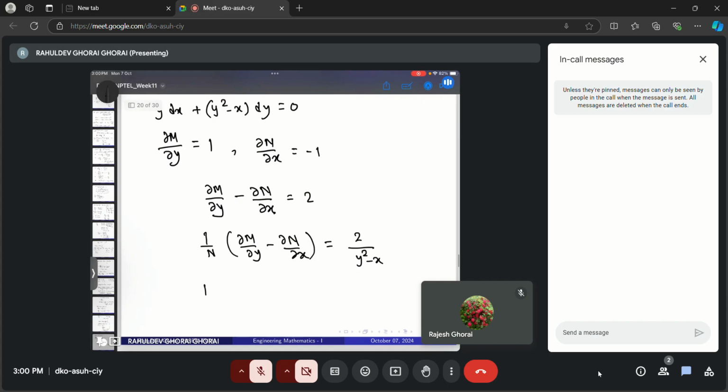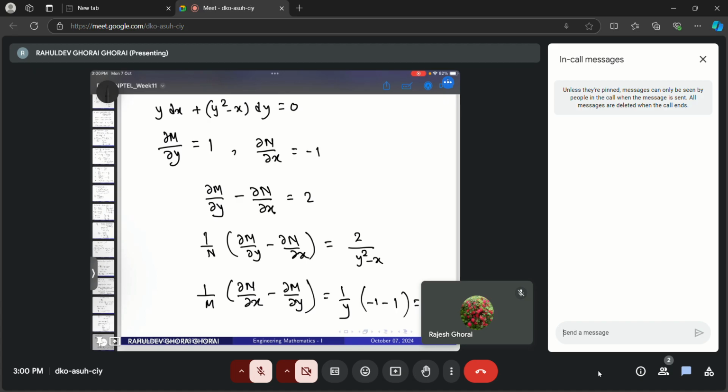So another way is 1 over M times del N del x minus del M del y. If this is a function of only y. So what is this? 1 over M means 1 over y times del N del x, which is minus 1, minus del M del y, which is minus of 1. So that is nothing but minus 2 over y. Yes, it is a function of only y.